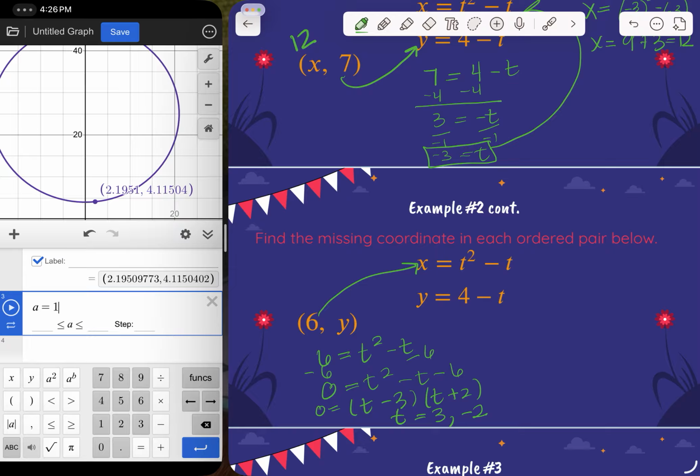I will plug these both in. I will get y equals 4 minus 3, which equals 1, and y equals 4 minus negative 2, which equals 6, plus a positive.